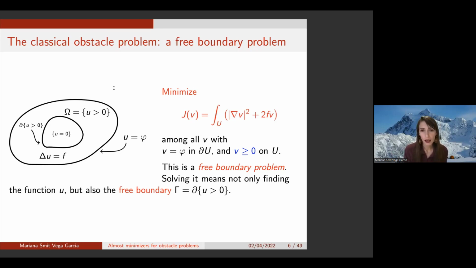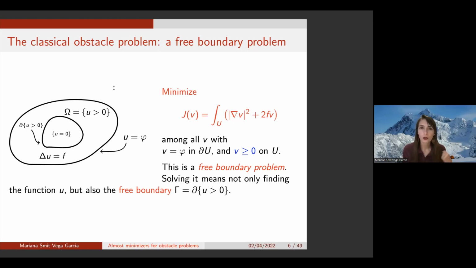More generally, we have this energy, so the Dirichlet energy plus, so the integral of the gradient of v squared plus 2fv, and we want to minimize this energy among all functions with prescribed boundary data, which are, in this case, let's say the obstacle is 0.